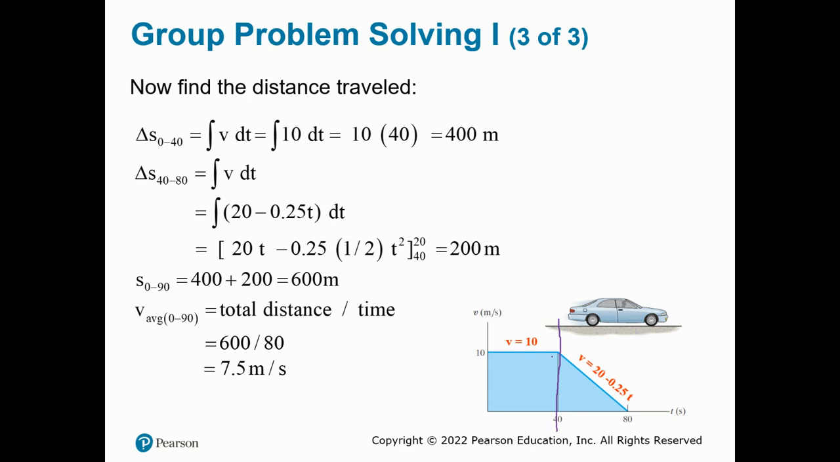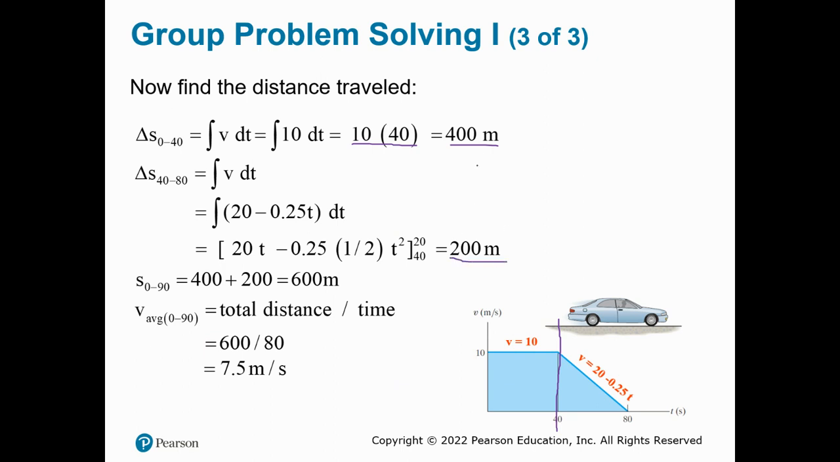0 to 40 seconds, we know that it's constant velocity. Velocity has no change, so it's simply velocity multiplied by time. That gives me a total of 400 meters. And then from 40 to 80, it's the area under the curve. You can do the integral, putting in the line for that velocity, or you can just do the area under the curve. You're calculating the area of the triangle, and you get 200 meters. Either way, it will give you the same thing.